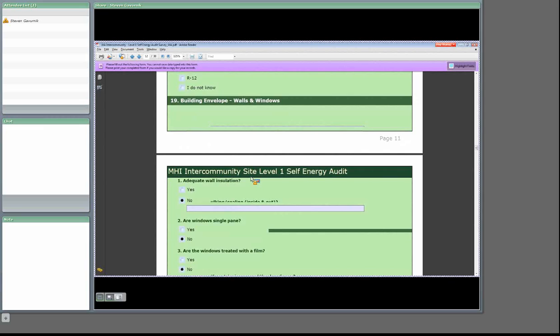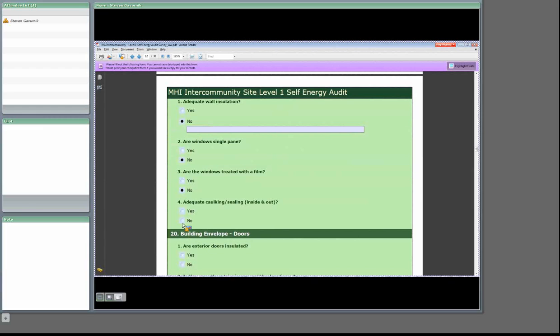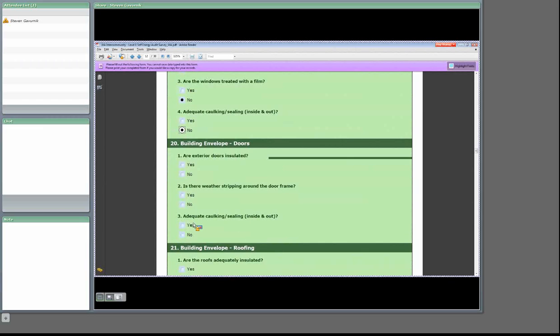Adequate caulking and sealing inside and out. Again, this is related to the walls and windows. So you'd indicate whether or not you feel there's adequate caulking and sealing. Quite obviously, of course, if you see cracks or have excessive breeze through on a windy day around windows, you'd indicate no, it wasn't adequate. Otherwise, indicate yes. Section 20 is about doors, the building envelope doors.